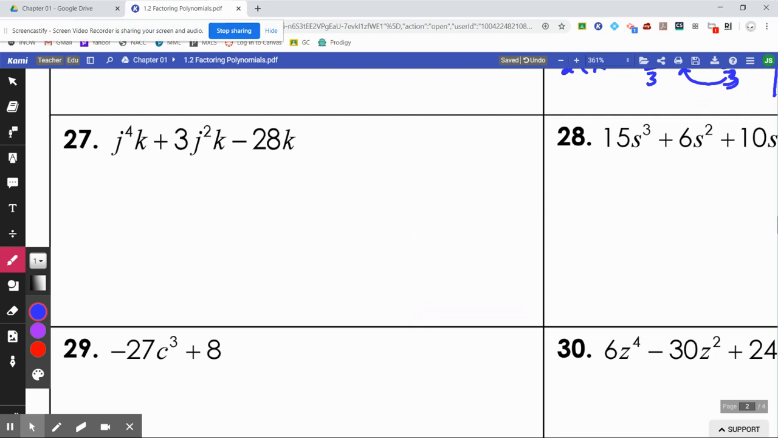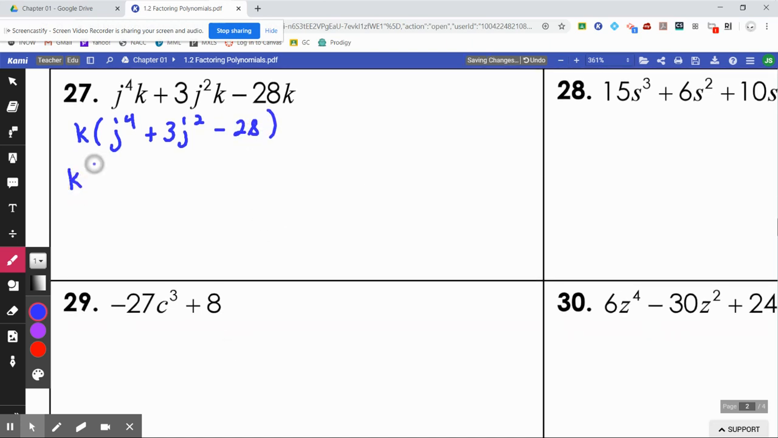27. Look for common factors. There's a k in all of them, and that is the only thing common. That's your GCF. You're left with j to the 4th plus 3j to the 2nd minus 28. Bring down the k, it is a quadratic trinomial. Or actually, it's a quartic trinomial. But we can factor it like a quadratic because you have 4th, 2nd, and then no j's. So we're going to do j squared and j squared. Adds, multiplies will be a positive 7 and a negative 4.